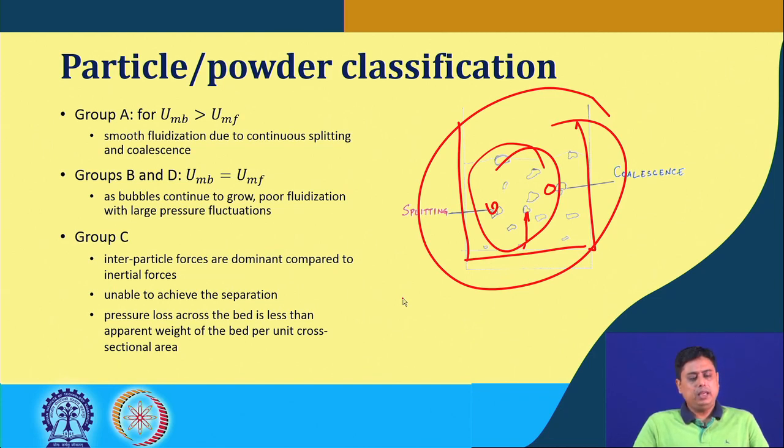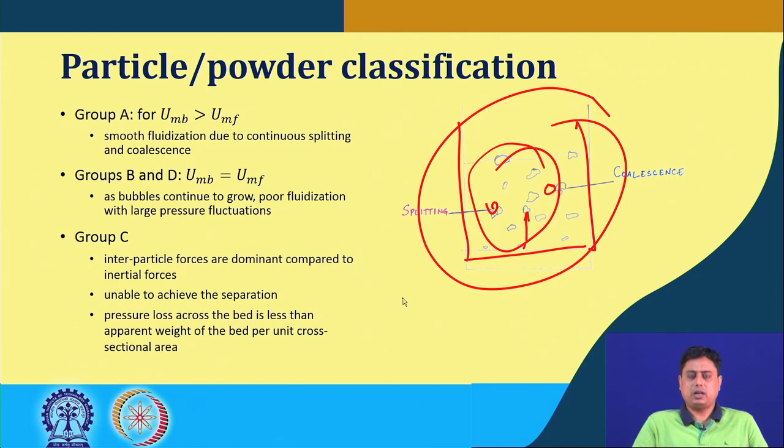For group B and D, these groups, the minimum bubbling velocity is itself the minimum fluidization velocity. As we reach the minimum fluidization velocity, you hardly have any control to operate that in non-bubbling regime.